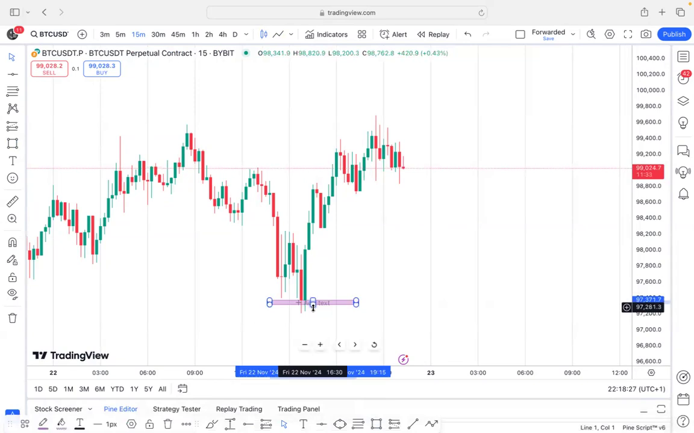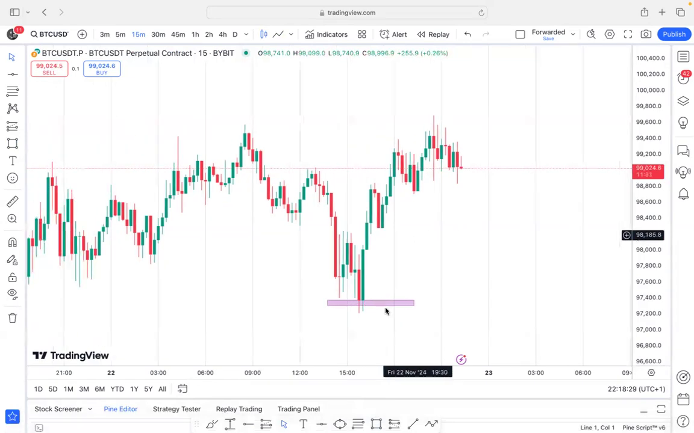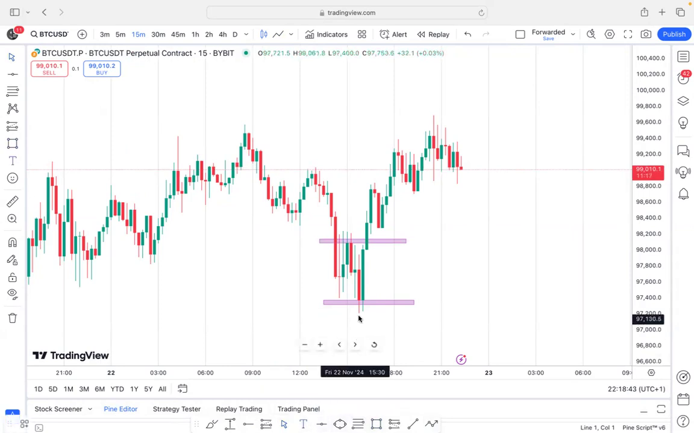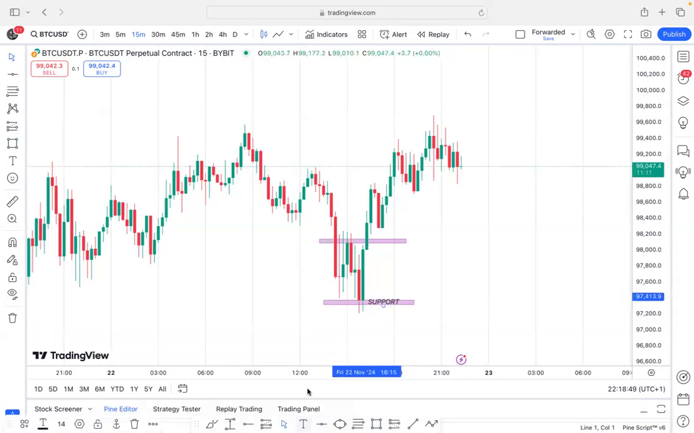Okay, support here. This is your support zone. This line I drew now is our support. Now, above is where we have our resistance. So we'll call this our support. These are resistance.